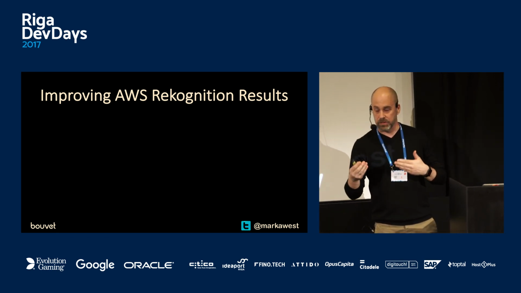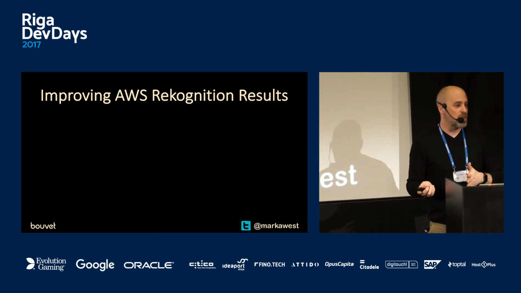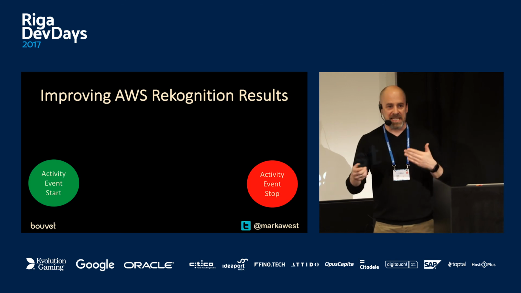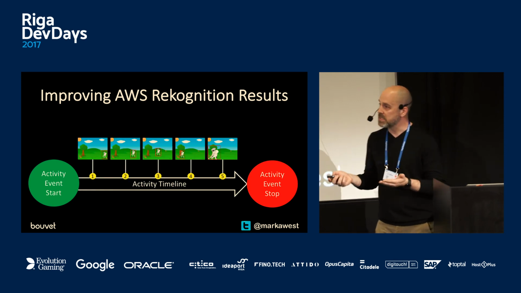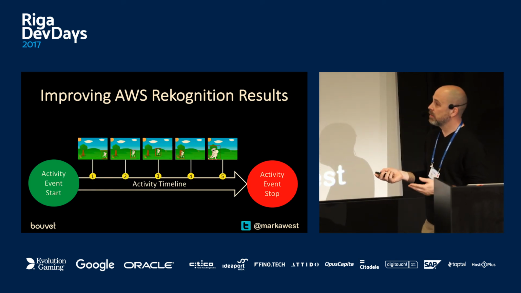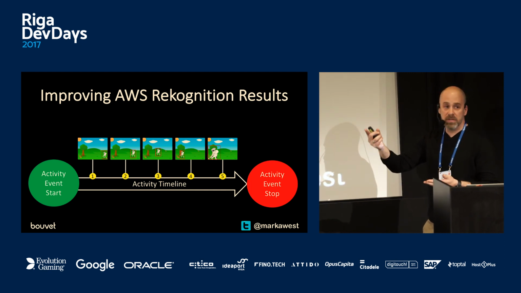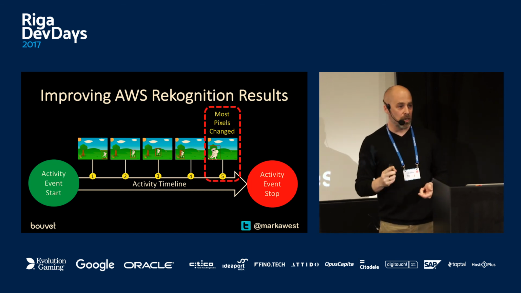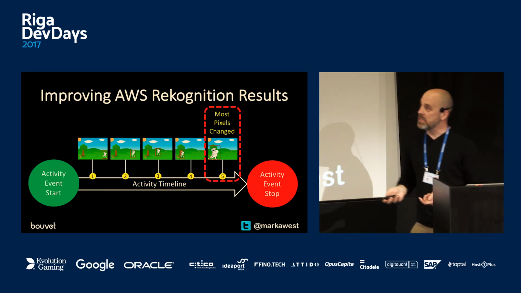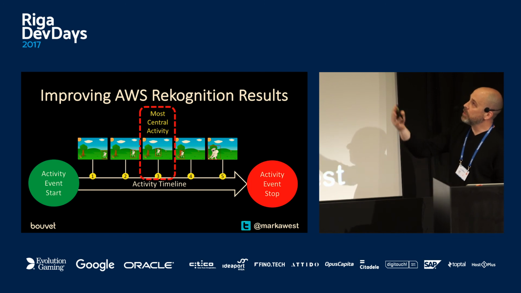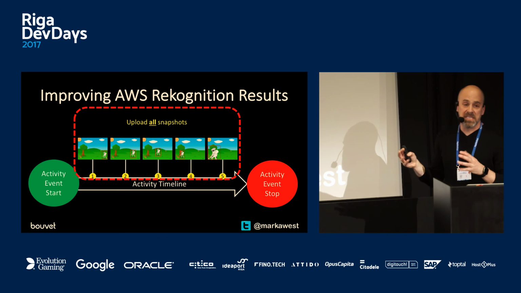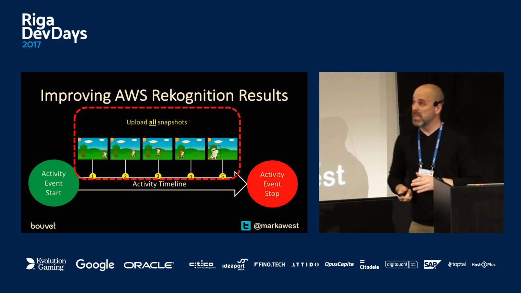And that brings me to my next point, how you can actually improve the results that you get from Amazon Recognition. Basically what we have to do here is go back to Motion and how Motion works. So when Motion detects activity, it creates an event with a start and an end. In that start and end, you have a timeline, and on that timeline, you have lots of snapshots. Now, Motion can actually choose which snapshot it uploads. It can decide to upload the snapshot with the most pixels changed, or the snapshot with the most central activity, or it can just upload all of them.